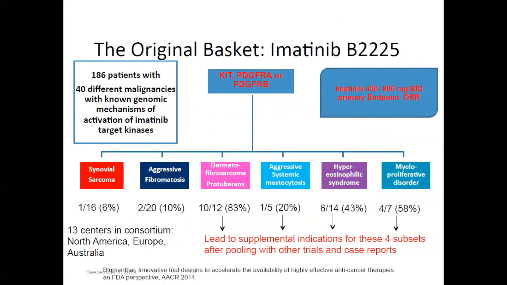As a result, it was possible to do this study without much regard to statistical rigor. Very small sample sizes, no control groups. Each tumor is on its own. Out of these 40 different malignancies, the four in the lower right were approved. Aggressive systemic mastocytosis was approved because there was a response, or tumor shrinkage, in one tumor out of five. So this is really groundbreaking and well justified, but only because Gleevec was such a special drug.